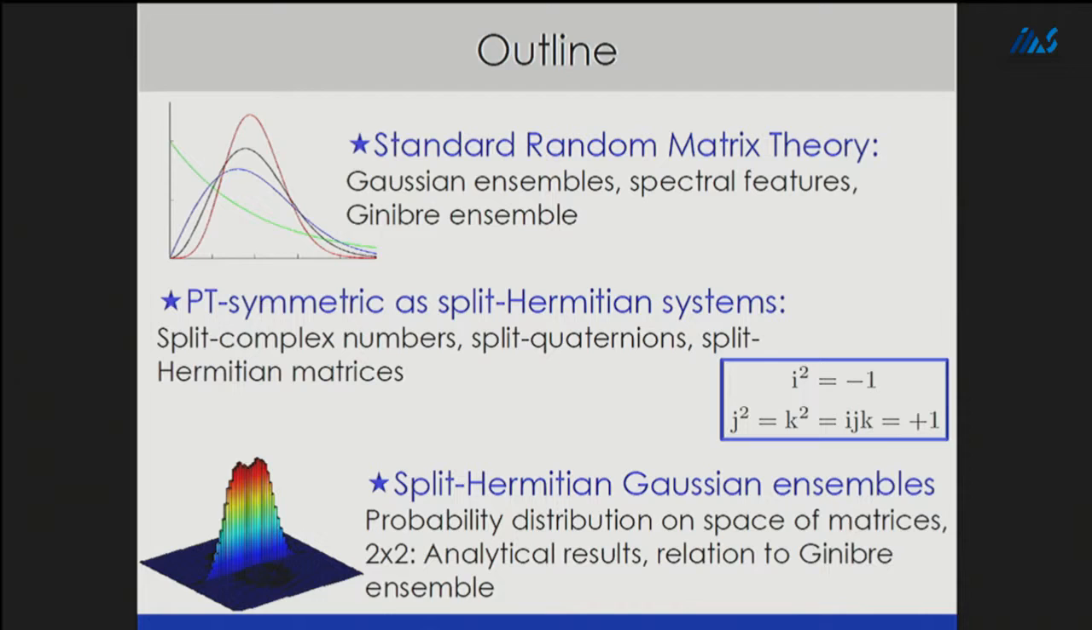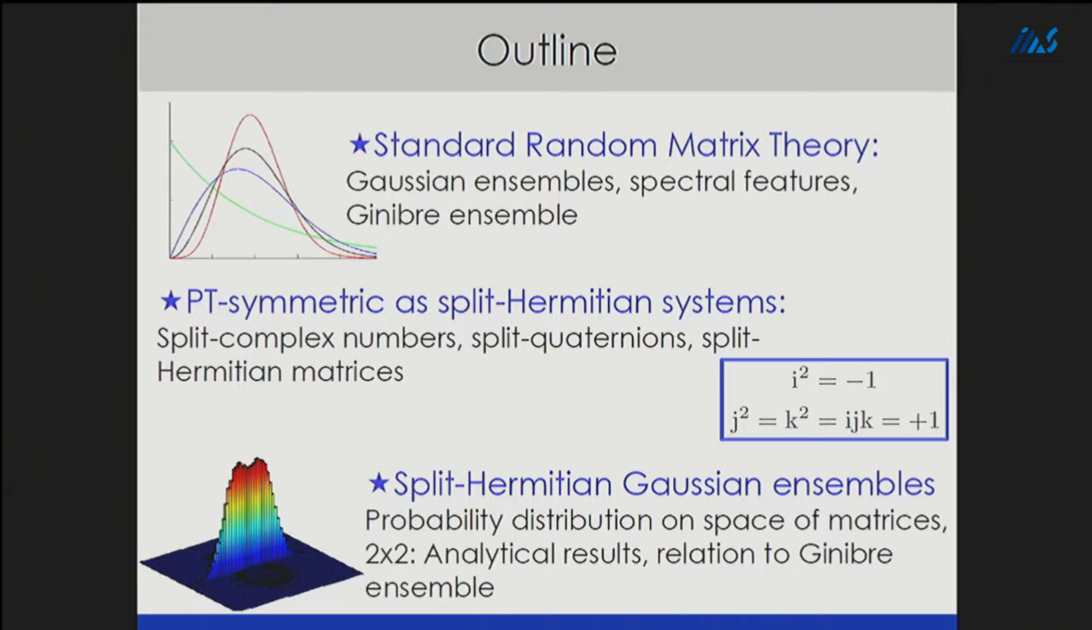So if we use, instead of complex numbers, so-called split complex numbers, or instead of quaternions, so-called split quaternions, it turns out that if we build matrices out of them which are Hermitian, then they are equivalent to PT-symmetric matrices in some certain sense.